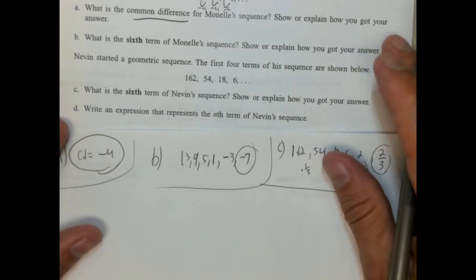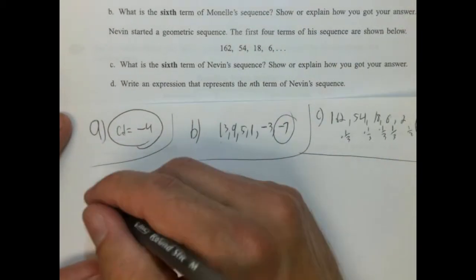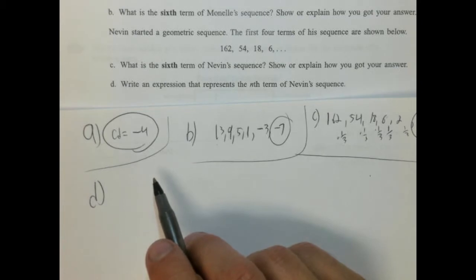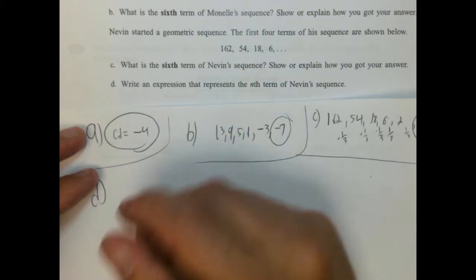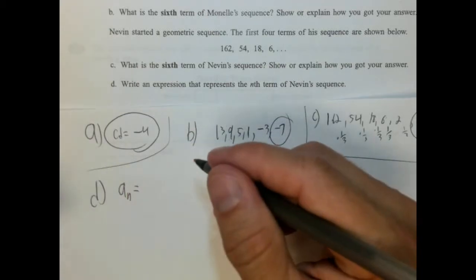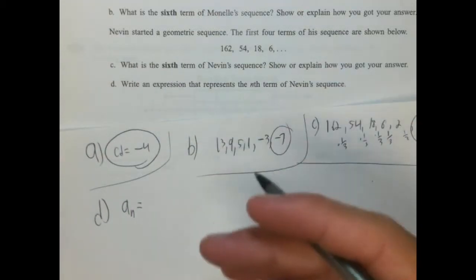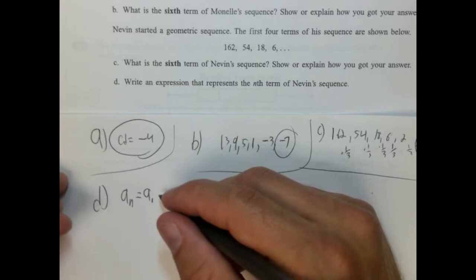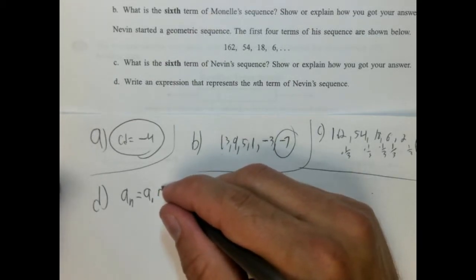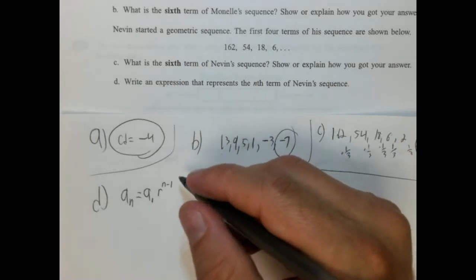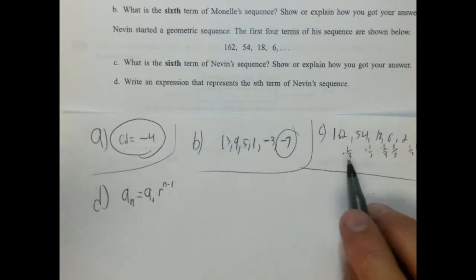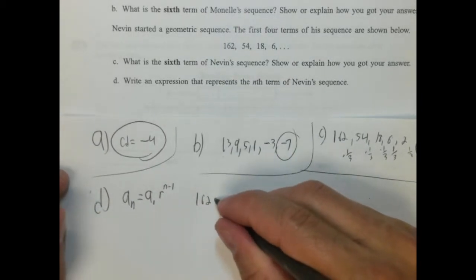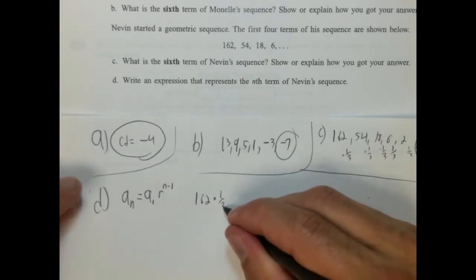Write an expression that represents the nth term of Nevin's sequence. Finding the nth term, we'll go with a sub n being the nth term. And that's going to be the first term, a sub 1. Let's remember how to do this. A sub 1 times the rate to the n minus 1. Let's see if that works. Let's double check that. So let's do 162, that's our first term, times the rate, which is 1/3, to the n minus 1.